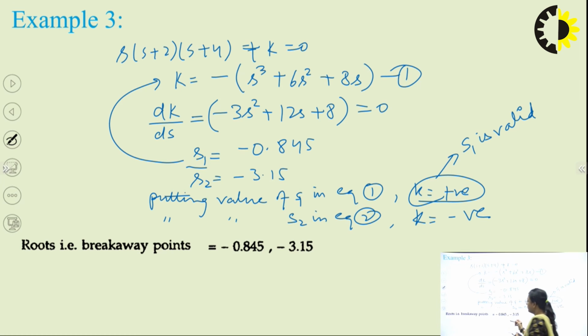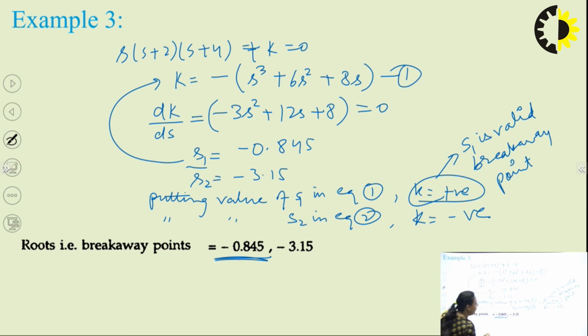That means minus 0.845 is the valid breakaway point here, and this other one is neglected.